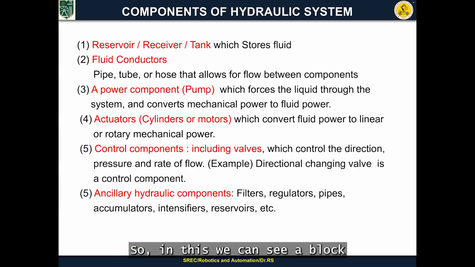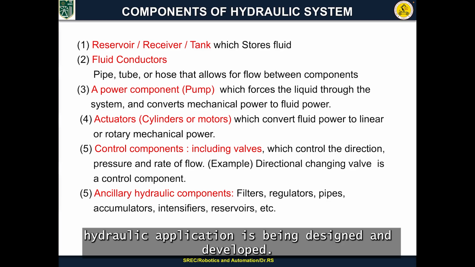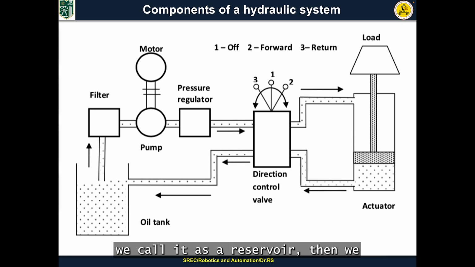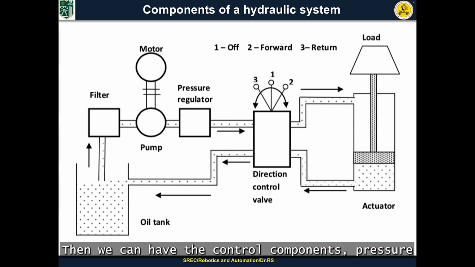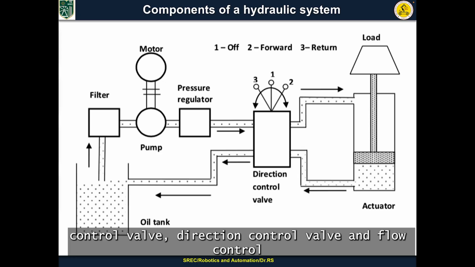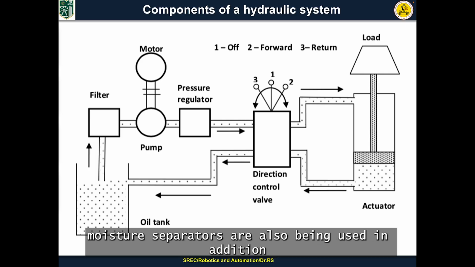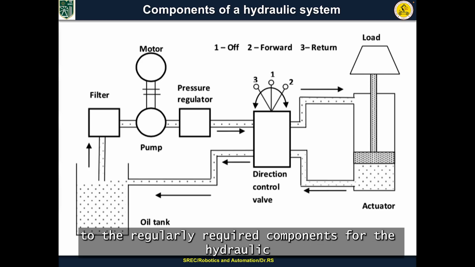In this, we can see a block diagram or picture of how a hydraulic application is typically designed and developed. Then coming to the components required for a hydraulic system, the reservoir, pump, motor along with relief valve, we call a hydraulic power pack. Apart from that, we have the actuators, either hydraulic cylinder or motor, used to produce linear or rotary movement. Then we have the control components: pressure control valve, direction control valve and flow control valve. Then ancillary components like accumulators, intensifiers and moisture separators are also used in addition to the regularly required components for the hydraulic system.